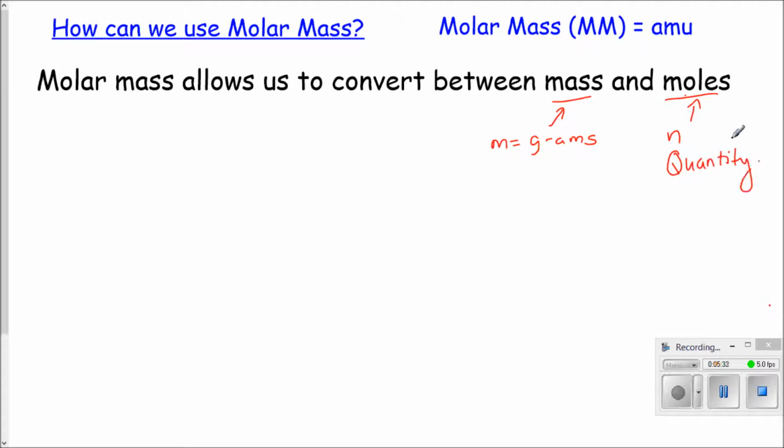Remember at the beginning of this lesson I said you have a certain amount of pennies. How can you figure it out? Well, if you know the mass, you can figure out how many pennies you have. Well, this is the same deal. It allows us, if we know the mass of a substance, we can find how many moles of a substance is, and a mole is a quantity.